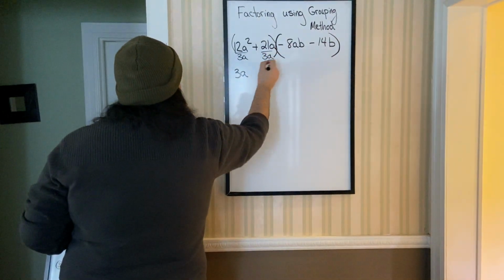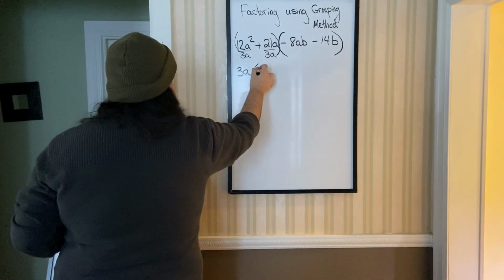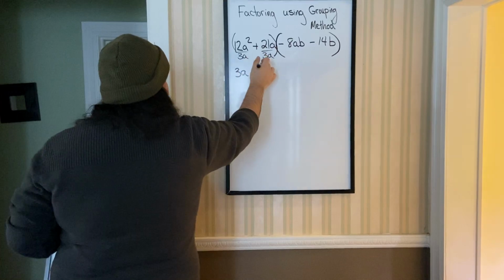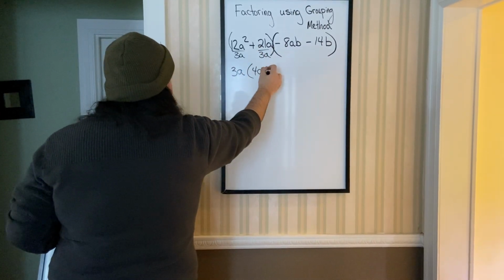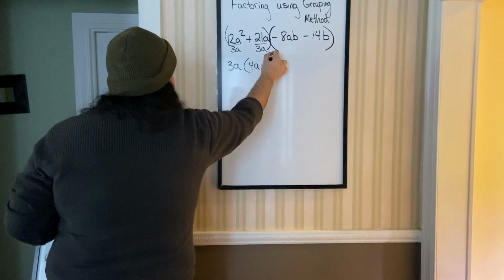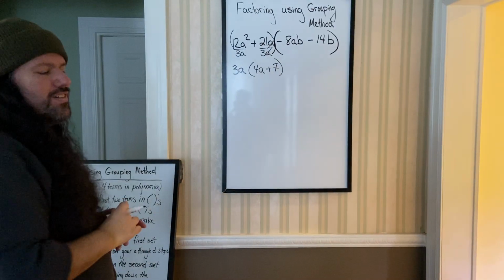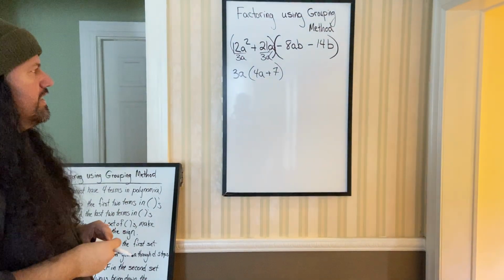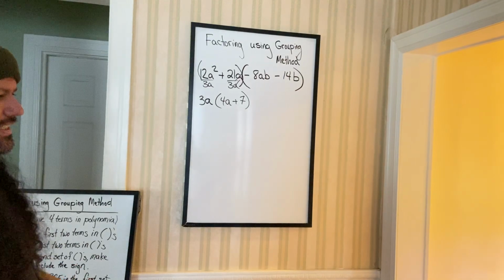So we get our leftovers. So the leftovers for this, 12 divided by 3 is 4. A squared divided by a. Here, 21 divided by 3 is 7. A over a, there's a tie. Remember, when there's a tie, no more a's. Let's see if there's a GCF in the second set of parentheses.